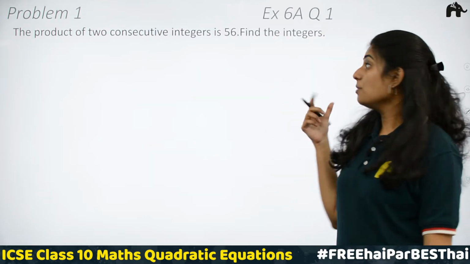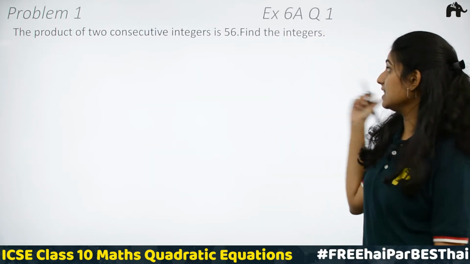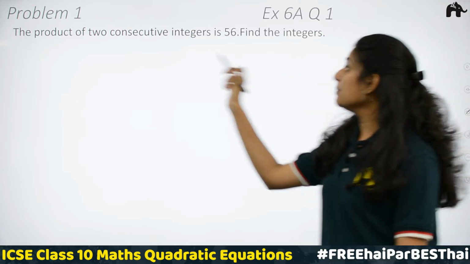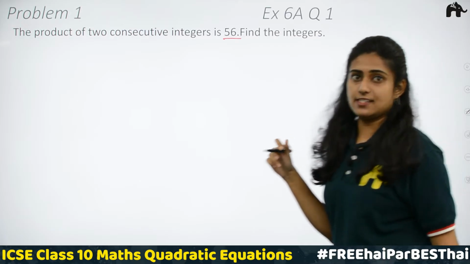Okay. Let us solve problems from exercise 6a. Problem 1, question 1 of exercise 6a. This is based on numbers. The product of two consecutive integers is 56. Find the integers.